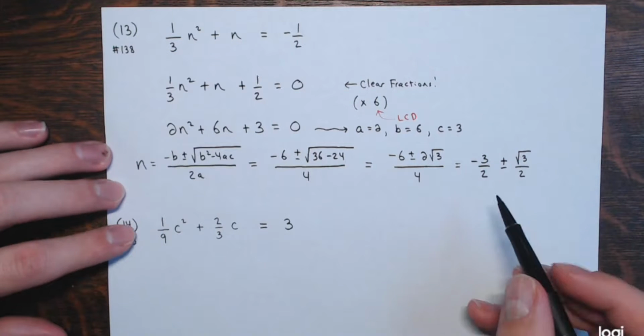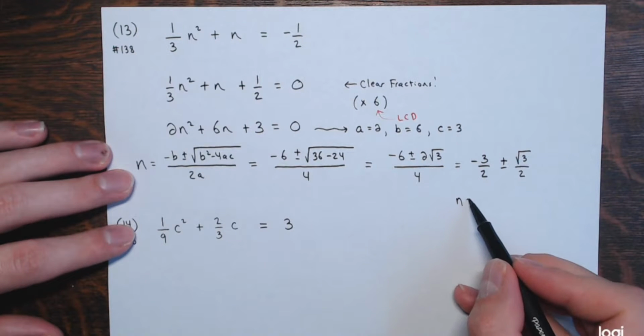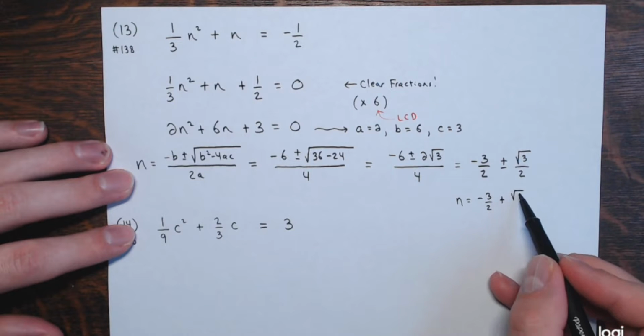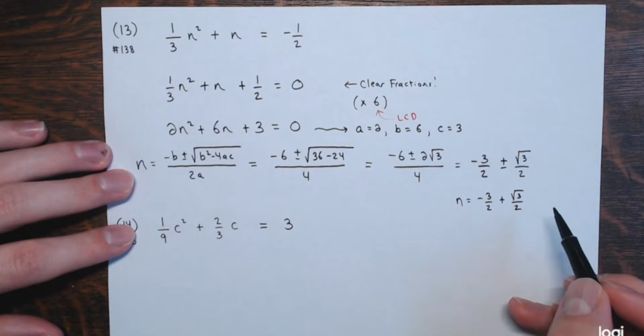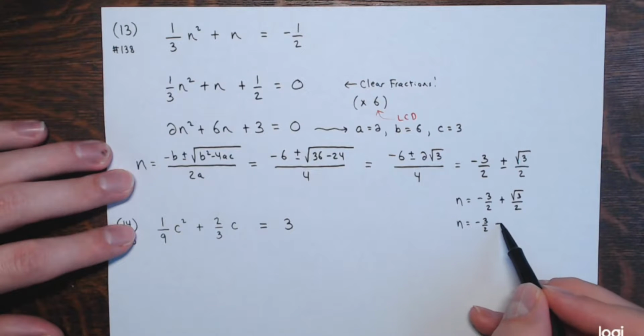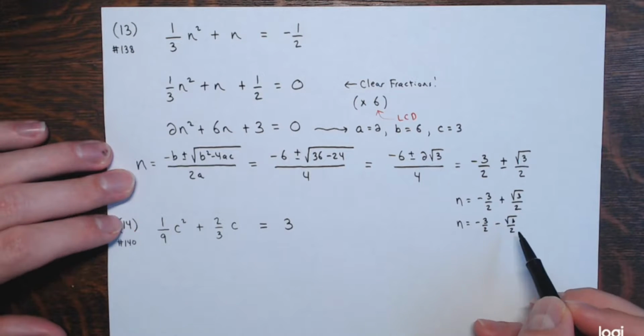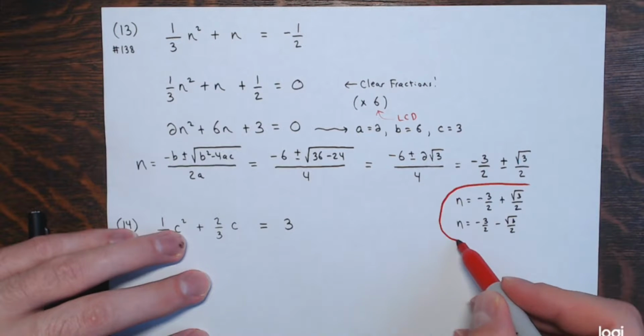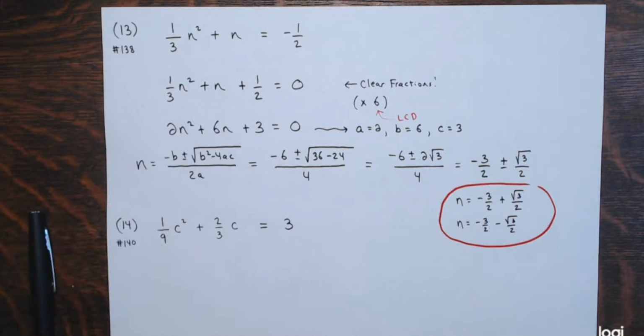Alright, so my two solutions here are n equals negative 3/2 plus the square root of 3 divided by 2, and negative 3/2 minus the square root of 3 divided by 2. Sorry about the clutter on that, but these are the two solutions. And I leave it to you again to check those results. Alright, great.